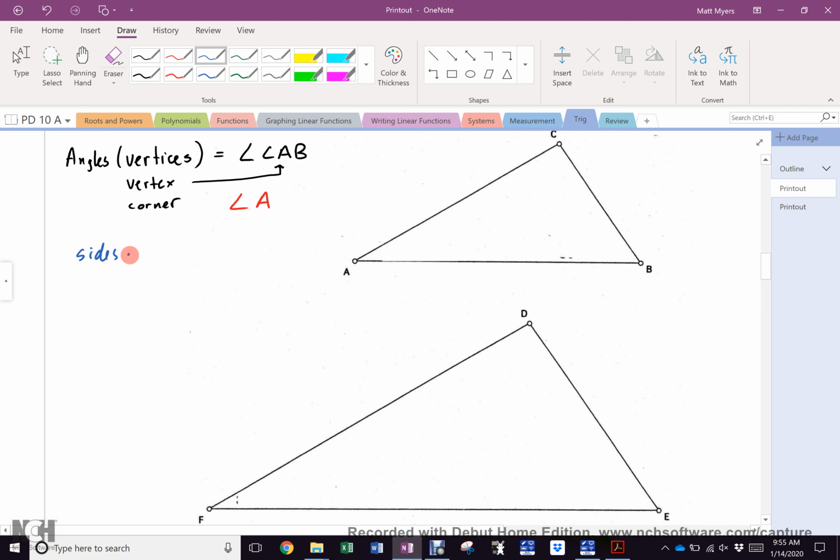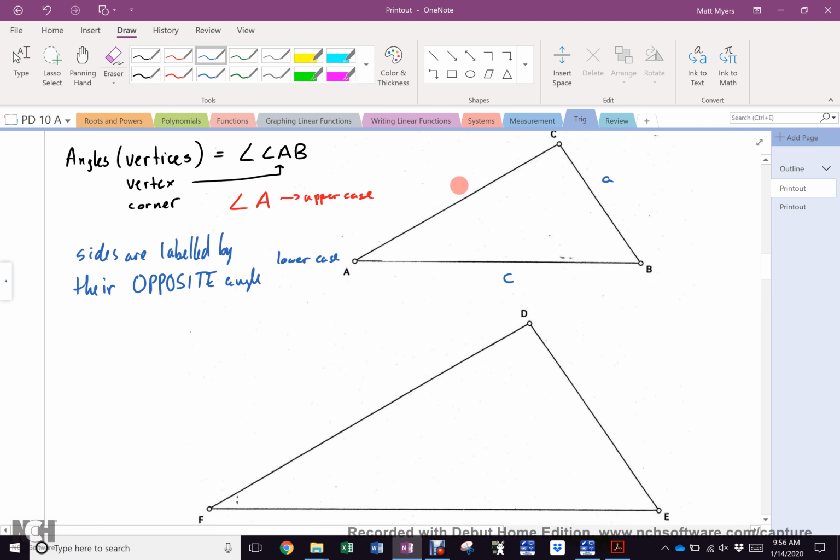Sides are labeled by their opposite. What does opposite mean? Opposite angle. So if this is angle A, what is this side? Side A. And we use uppercase for angles, so we use lowercase for sides. This is little a.